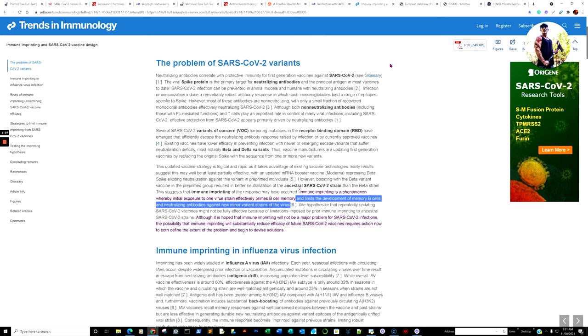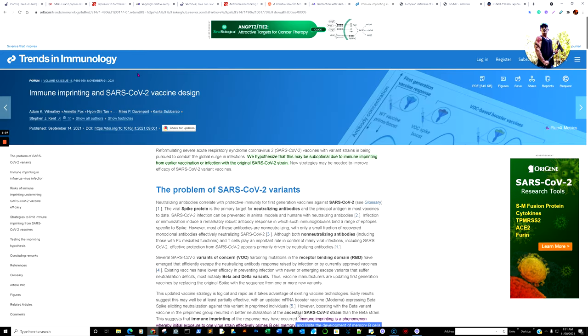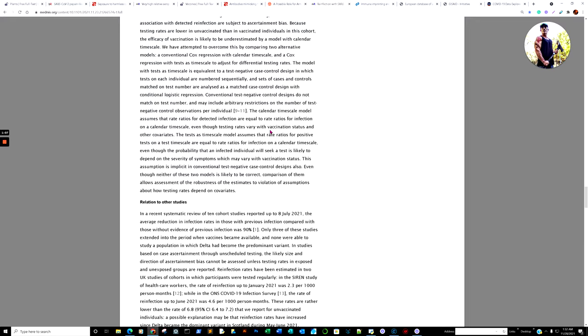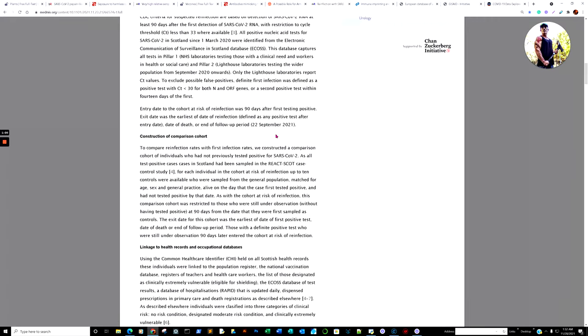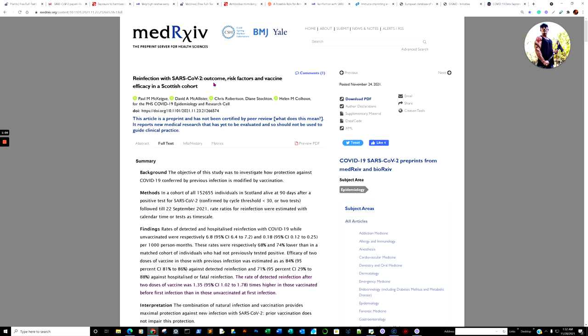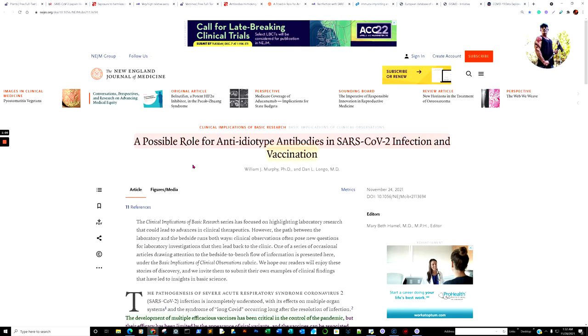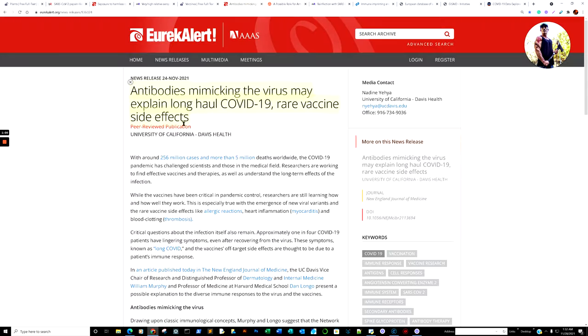So what we looked at, we looked at basically as follows. Trends in Immunology: the problem with the SARS-CoV-2 variants in reference to imprinting. We looked at reinfection with SARS-CoV-2: outcome, risk factors, and vaccine efficacy in the Scottish cohort. We looked at two studies here, as I'm going to scroll back to the top. Possible role for anti-idiotype antibodies in SARS-CoV-2 infection and vaccination. And that was the New England Journal of Medicine. I have to give them credit for that. That was actually profound that it actually got published there. Antibodies, same article, that was the detailed article: Antibodies mimicking the virus may explain long-haul COVID-19 and rare vaccine side effects.